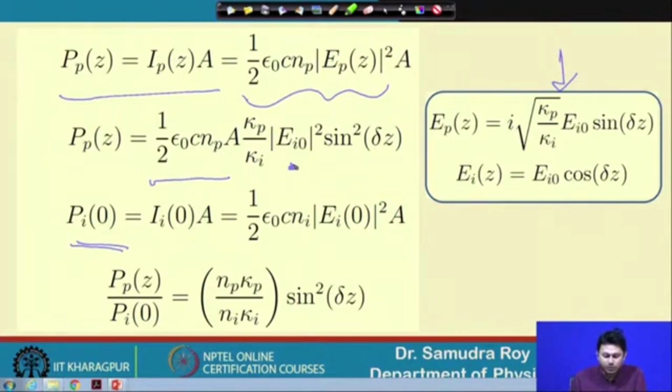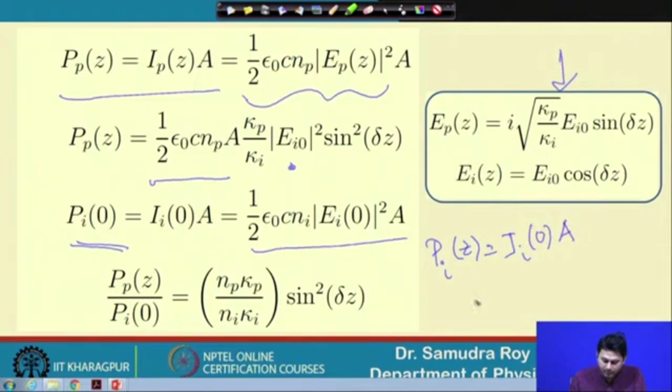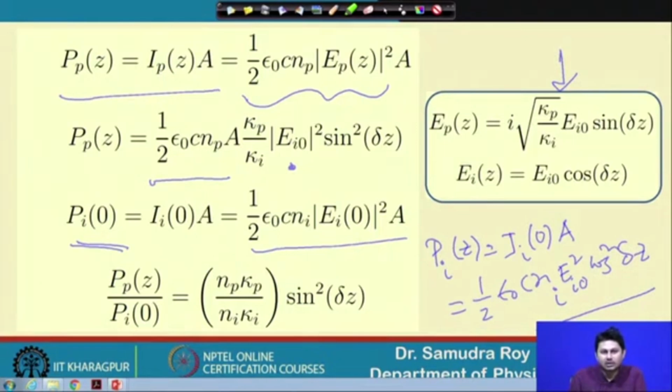So, when we do, we find that this is simply this, and now this is cos theta. So, if I want to find out what is my Pi z, we can find it out. So, it is I 0 A, which is half of epsilon 0 c n I, and then |E of I| square. So, this term will simply become E I 0 cos square delta z. So, it will evolve, the power will evolve like cos square.